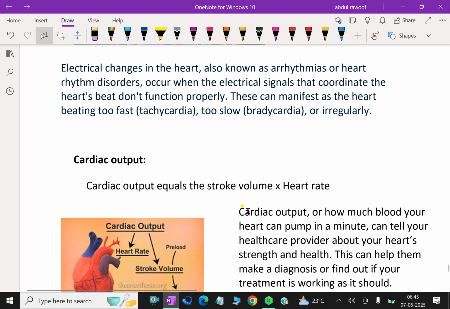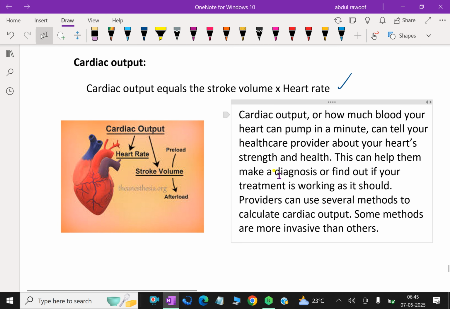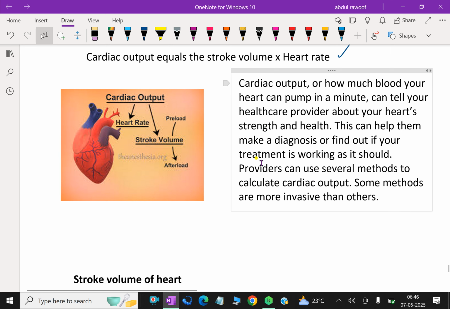Cardiac output. What is cardiac output? Cardiac output equals the stroke volume times heart rate. Cardiac output, or how much blood your heart can pump in a minute, can tell your healthcare provider about your heart's strength and health. This can help them make a diagnosis or find out if your treatment is working as it should. Providers can use several methods to calculate cardiac output. Some methods are more invasive than others.